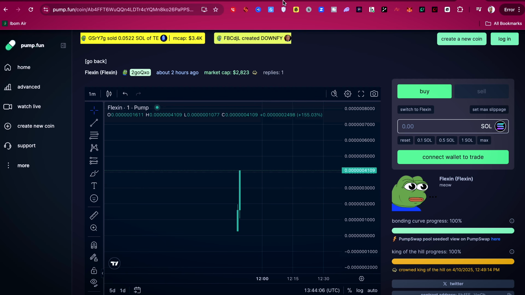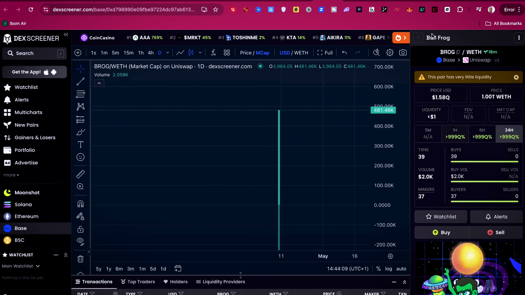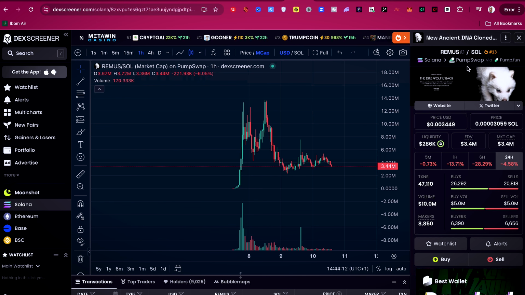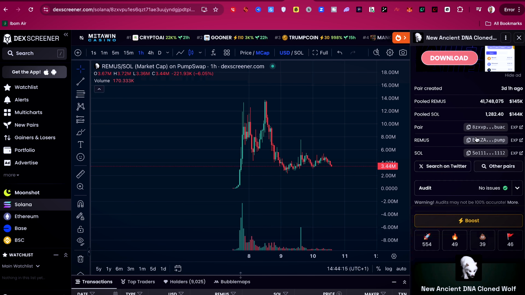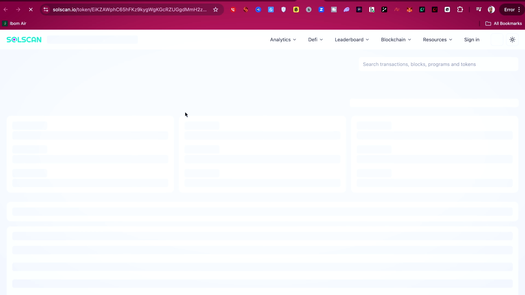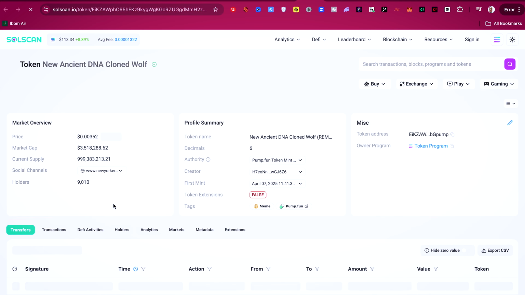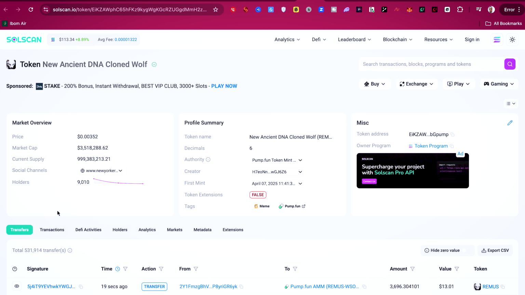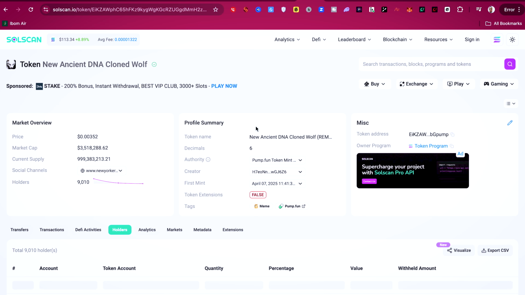If you're on DexScreener, for instance, let's pick out another coin that is reasonable. We'll use this one. You go down here and click on this link, which takes you to the holders count. Let's see some details for ourselves. You want to see how many holders they have. This is a normal coin, not a bundled coin.